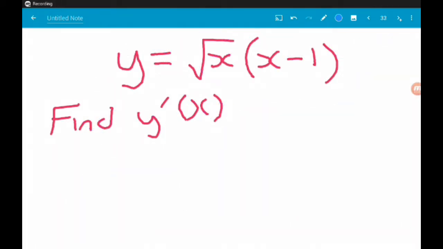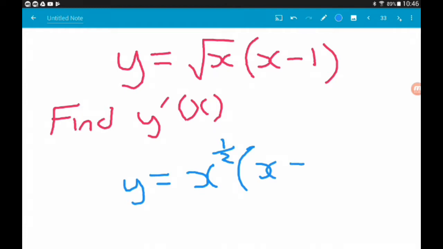Okay, let's get some fractional powers involved. So here y is root x times x minus 1. So we want to find y dash of x, the derivative. So, first of all, turn root x into power form. So the square root of x is x to the 1 half. So we've got x to the half times x minus 1. Now, we need to expand this.